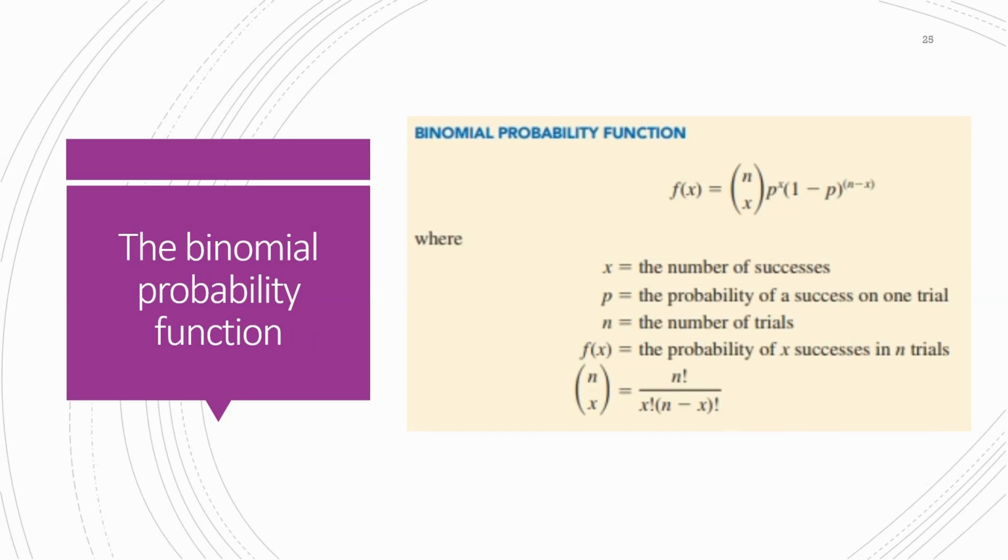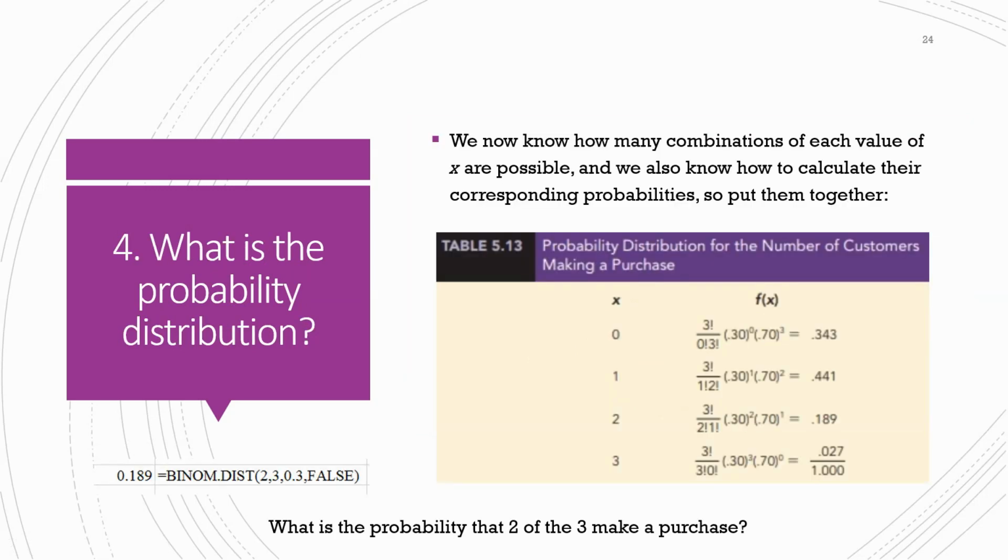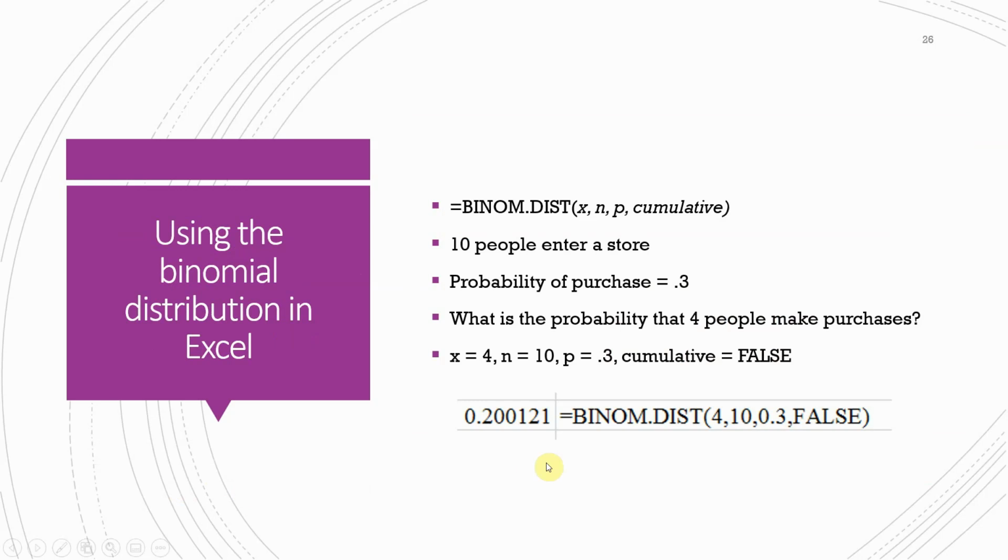But now that I've made you learn how to do that by hand, there's actually a shortcut in Excel using the binomial distribution function. So let's solve this problem in Excel, and you're going to cry at how easy this is after I just made you do all that advanced math. The function is equals BINOM.DIST, and it takes 4 arguments. x is the number of successes, n is the number of trials, p is the probability of success, and for cumulative we're going to write FALSE.